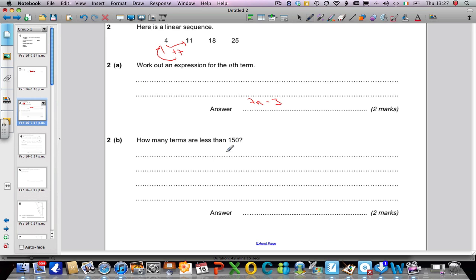How many terms are less than 150? So I want to solve this inequality, so I want to know where 7n minus 3 is less than 150. So that tells me that 7n must be less than 153, and dividing by 7 we get n is less than 21 remainder 6. So where is n less than 21 remainder 6? Well, it must be 21. So 21 terms are less than 150. If you want to check it, substitute it back in and see how it works out for you.